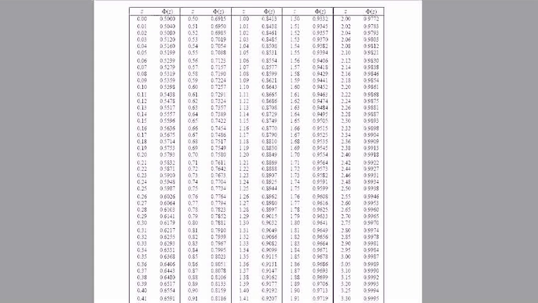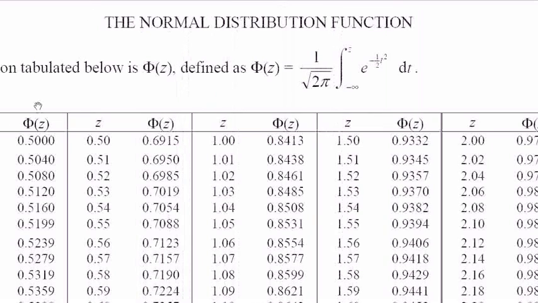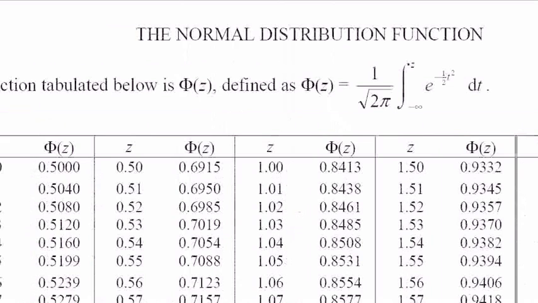Okay, so this is the normal distribution table. So here you can see that we have values of z, and we have the probability. This psi z is the probability, and you can see that we have the z values here, and we have the probability for every z value here. So let me enlarge this.